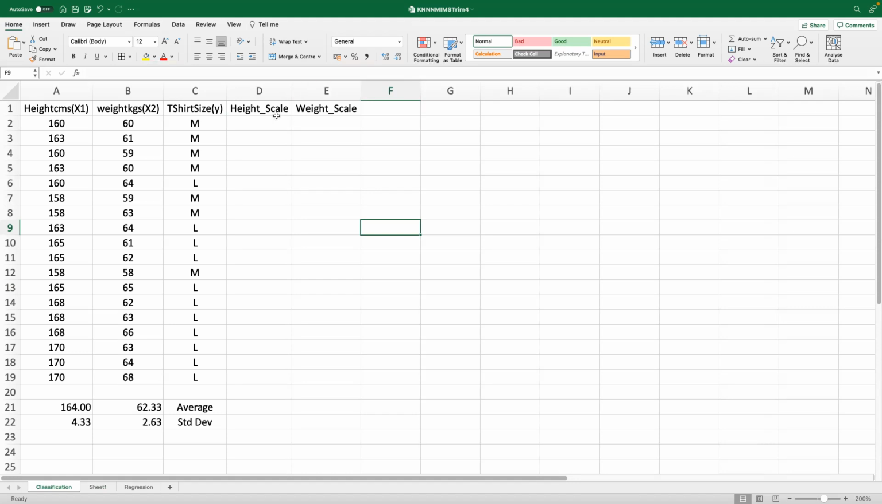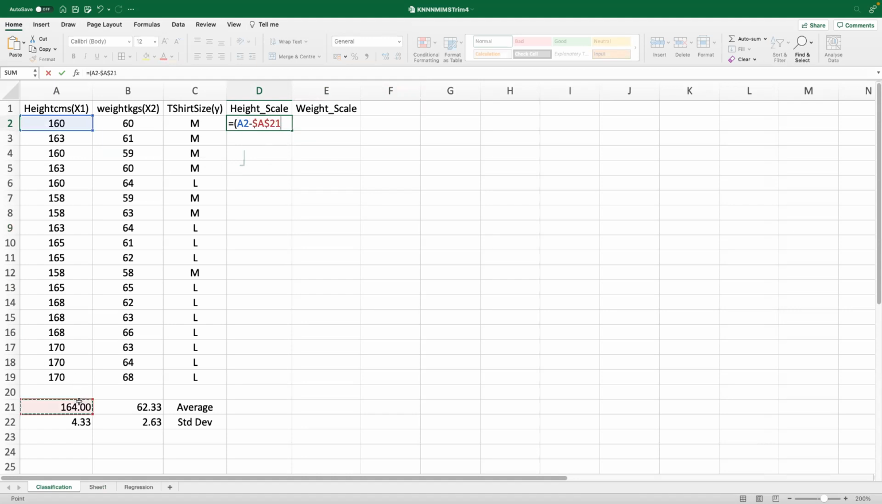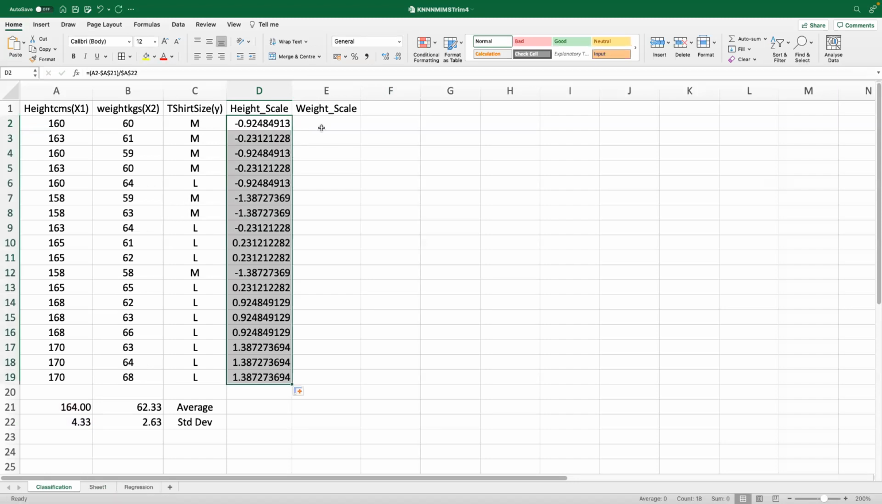Alright. Now the formula is equal to open bracket x minus mean. Mean is constant for all, so fix it by pressing F4. Close bracket divided by standard deviation. Standard deviation is also common for all. Fix it by pressing F4. Is equal to x minus mean divided by standard deviation, standard scaling. Standardize that and double click the formula, it will calculate till down.